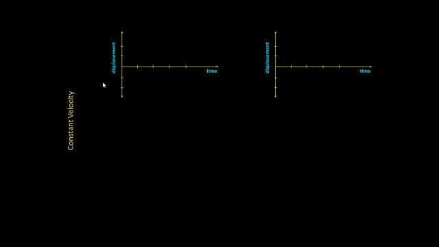Now let's take a look at the two different graphs that we made. So we made one graph in which the object was moving away from the observer, in which case the displacement versus time graph would be a nice linear line. And then we made another one with the initial position some distance away from the observer, in which case the object moved towards the observer, in which case the slope of this line was negative.